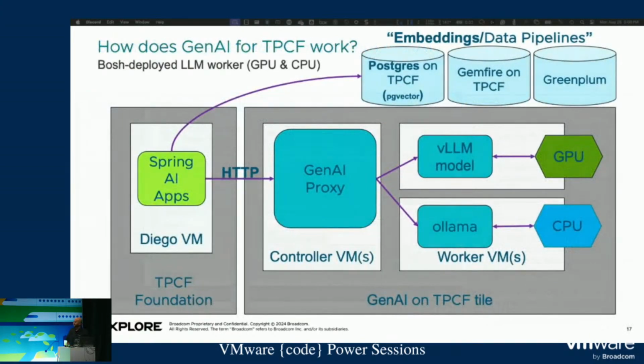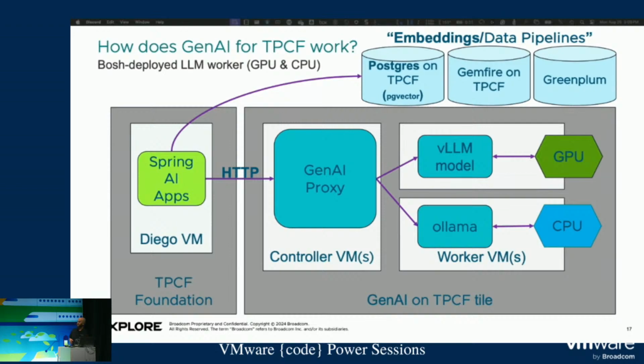How does this work behind the scenes? Here's the architecture of the solution. You have your TPCF foundation, your Tanzu Platform foundation. You can deploy apps in the app runtime on Diego. Those can make calls to the tile via an OpenAI endpoint or compatible endpoint. A lot of these frameworks now support the OpenAI standard, and that doesn't mean Sam Altman's OpenAI. It's just a generic framework or library based off that. And then we can use that to call these private models. So this GenAI proxy will route to our vLLM models or Llama models, however we configure that.